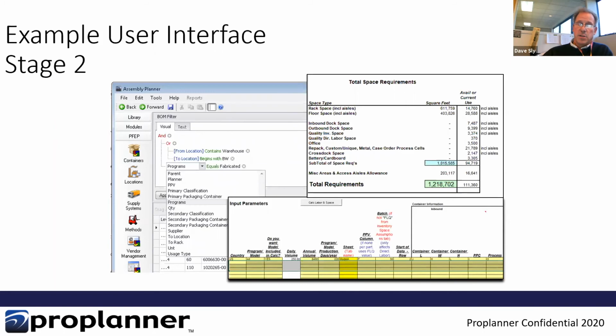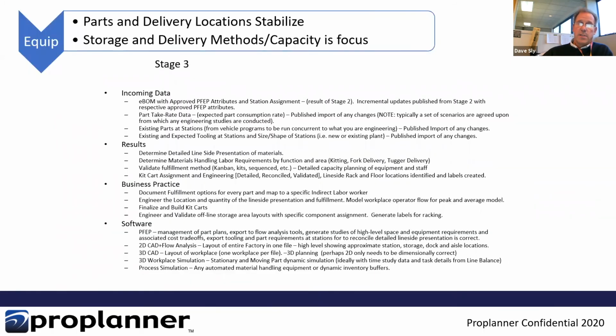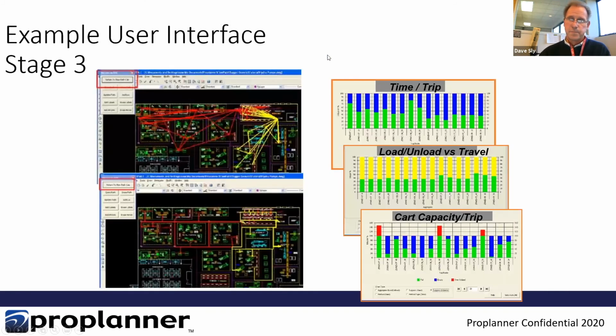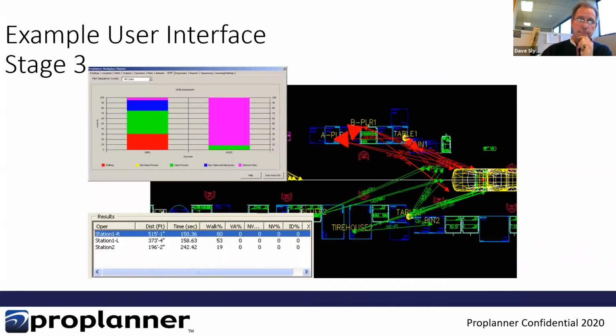And then eventually we're going to define how it's actually delivered. What equipment is required for moving this? Is it done by tugger? These parts, and these kits and these kanbans, are they moved by fork trucks? Is it delivered automatically by a conveyor? And examples of what that looks like also through tools that Proplanner offers to assist with this final PFEP stage in the plant.